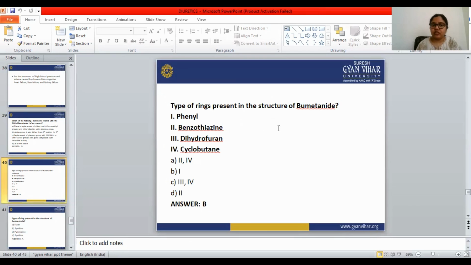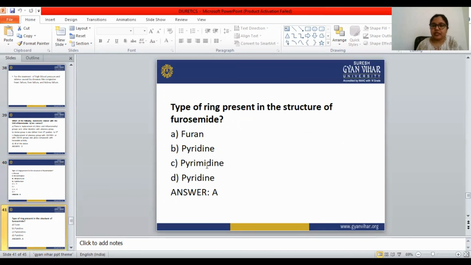What type of ring is present in bumetanide? The correct answer is the phenyl group. Phenyl group is present in bumetanide. And the type of ring present in the structure of furosemide is the furan ring. Furan ring is present in the furosemide drug.